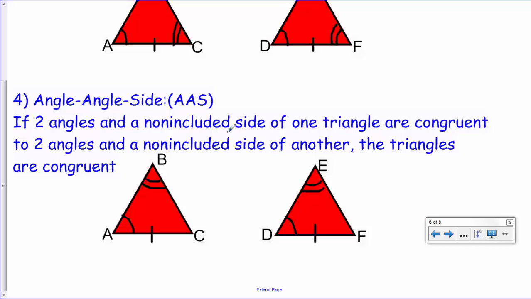If 2 angles and a non-included side of one triangle are congruent to 2 angles and a non-included side of another, the triangles are congruent. This one I always think of as the side is opposite one of the angles, so we can see that from the picture.